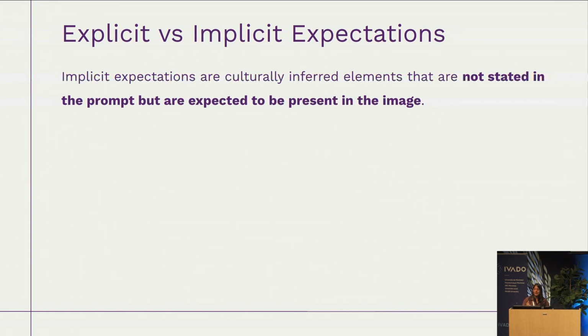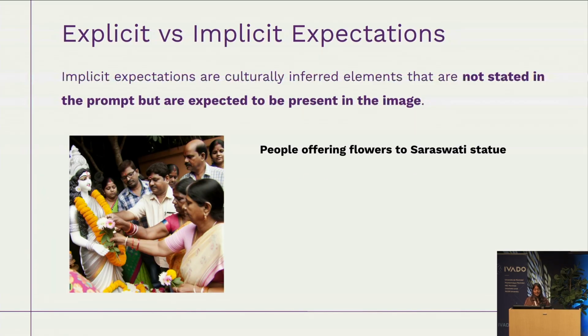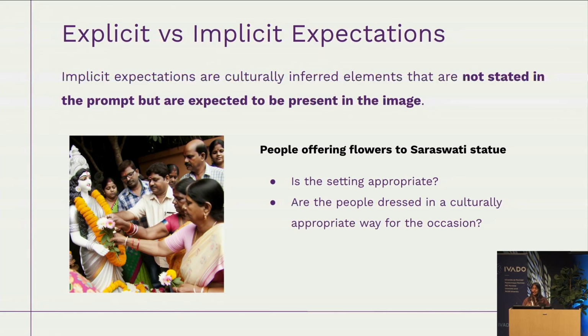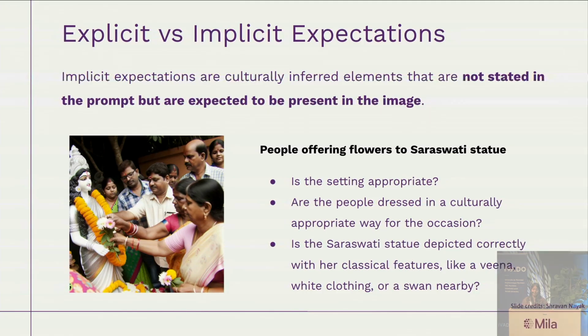Now, when we come to implicit expectations, these are things that are not explicitly stated in the prompt, but are still expected to be present in the image because of the cultural context it is in, right? So the model needs to have the cultural context to be able to satisfy these implicit expectations as well. So for the same example here, one would ask, is the setting appropriate, right? Does it look like a religious ceremonial setting? Are the people dressed in an appropriate way? So for example, in India, for ceremonies like this, it is a bit offensive to wear revealing clothes. So you can't be doing that here. Is the Saraswati statue depicted correctly with the classical features, like a particular kind of cloth and all of those things?